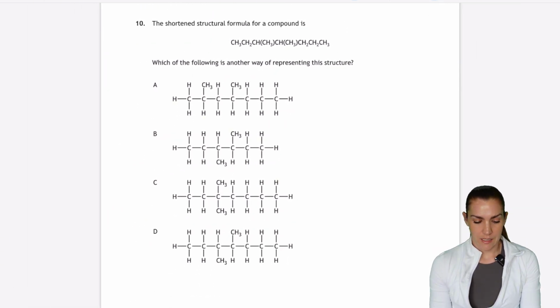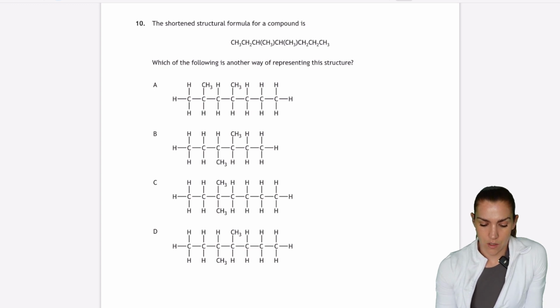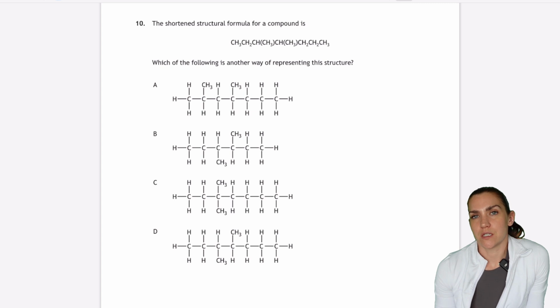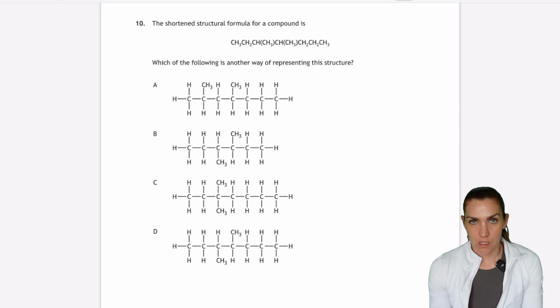Then question 10, the shortened structural formula for a compound is shown. Which of the following is another way of representing this structure? So what we need to know here is that anything in brackets is technically a branch. And you can sketch this out fully if you want to.